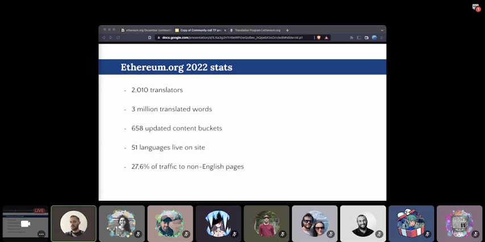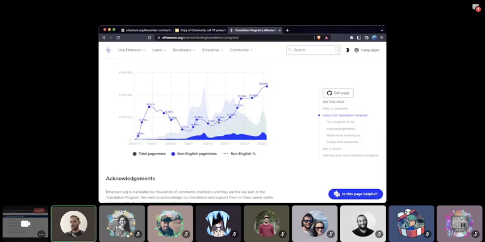My favorite stat, though, and one that I mention often, is the ratio of non-English versus English page views. Last December, non-English page views accounted for 14.3% of all visits to the website. Since then, the number of visits in languages other than English has gone up in comparison with English page views every single month, with non-English page views currently representing a record high 27.6% of all traffic to the site. So over a quarter of all traffic to the site is now in languages other than English.